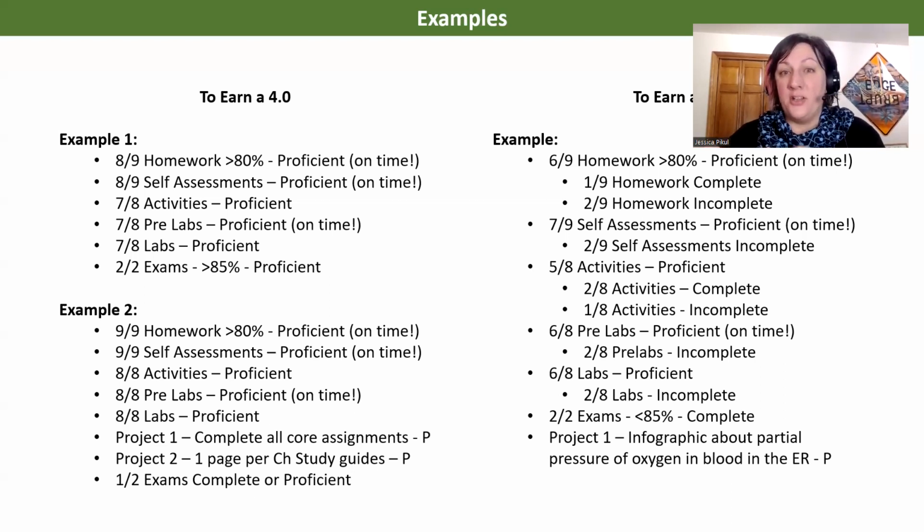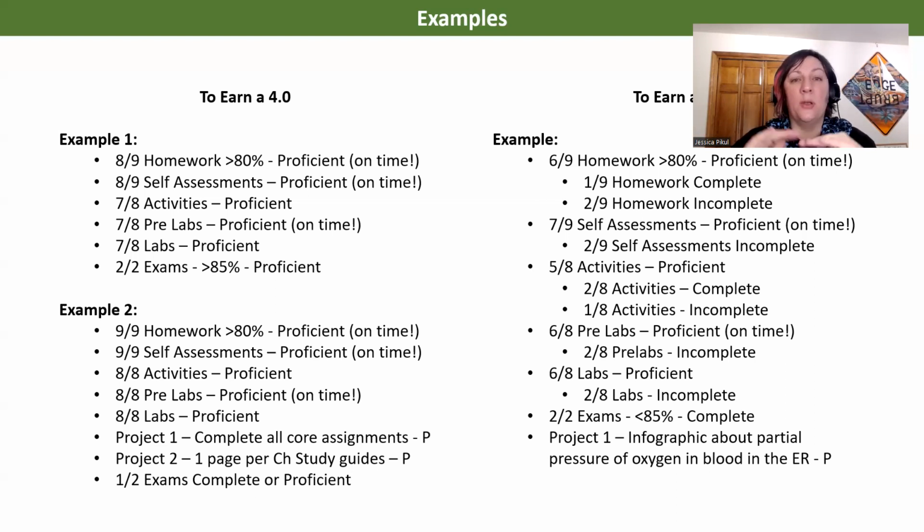Then they do another project. They make study guides for each chapter, and that brings them up to a 3.7. Awesome. And then they take an exam, and let's say they get it complete. That's another 0.25 GPA points. So now they're at a 3.95, which rounds to a 4.0.